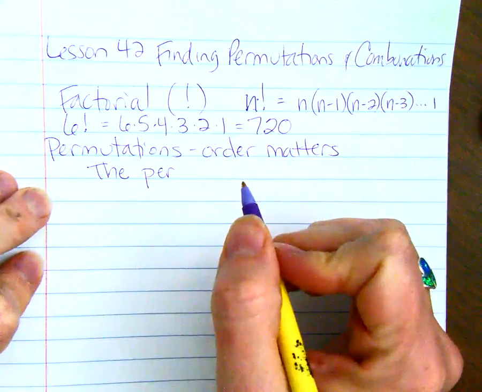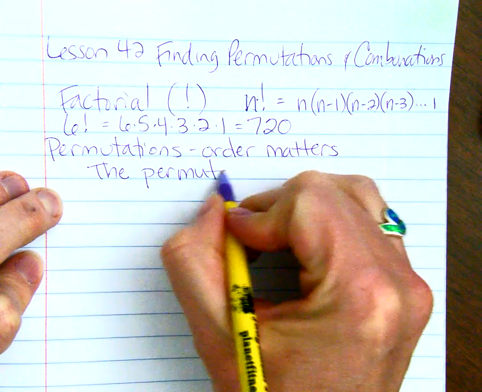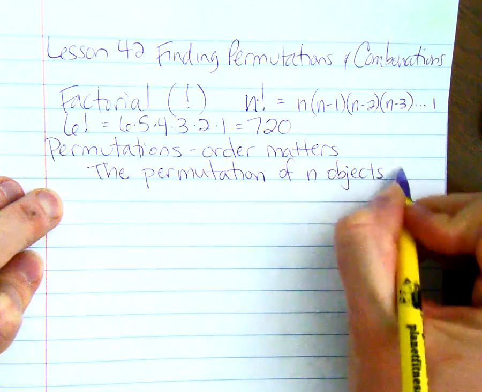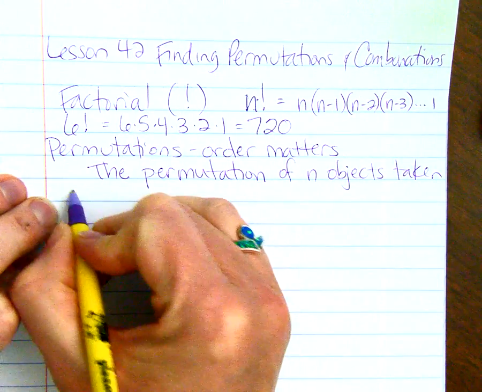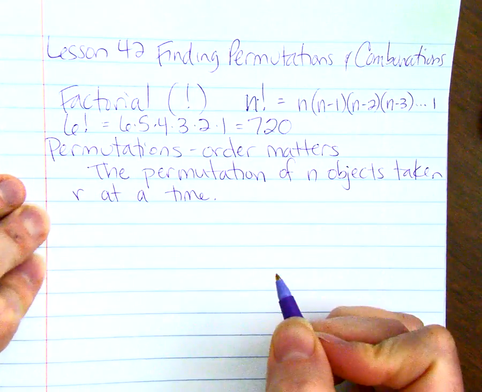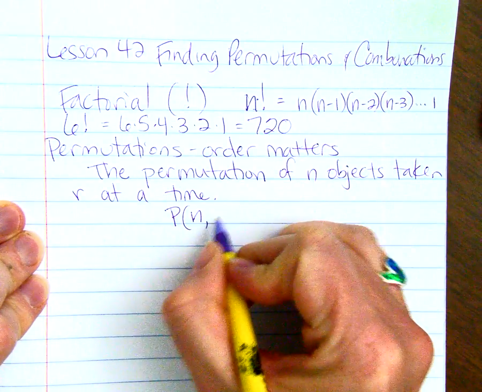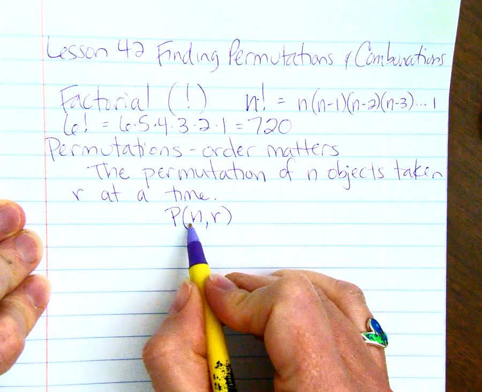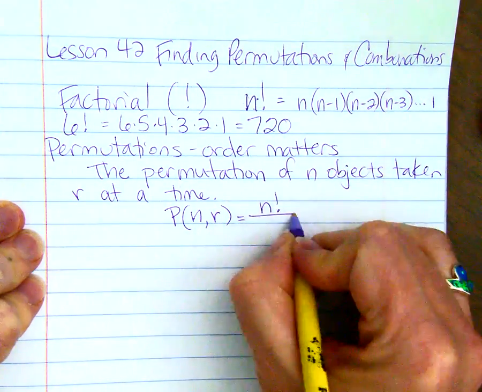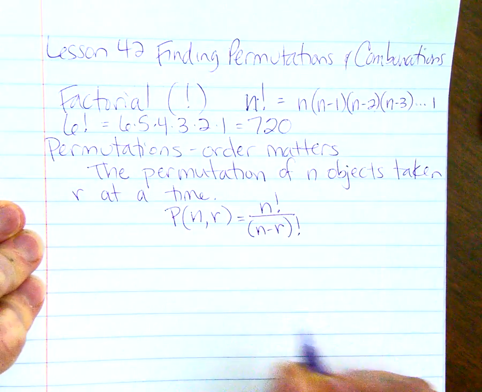The permutation of n objects taken r at a time. I'm going to give you the formula for that. It looks like this. We do a capital P and then n comma r. That stands for n objects taken r at a time. It is equal to n factorial divided by n minus r factorial.